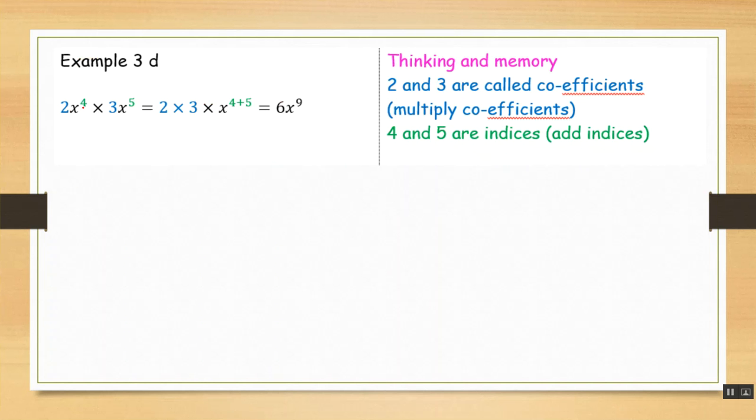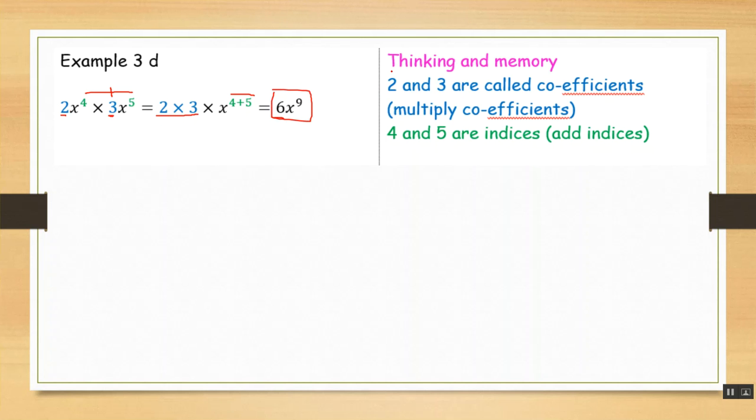Example 3D, just reinforcing that 2x to the power of 4 times 3x to the power of 5. Multiply the blue numbers first. So 2 3s are 6. Add the indices. So 4 and 5 is 9.